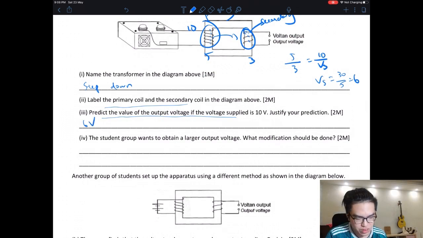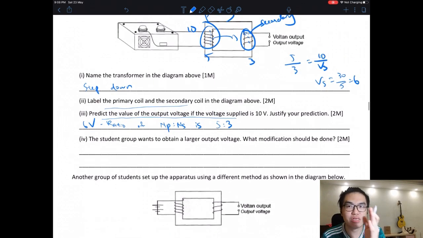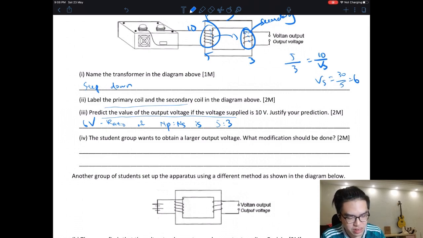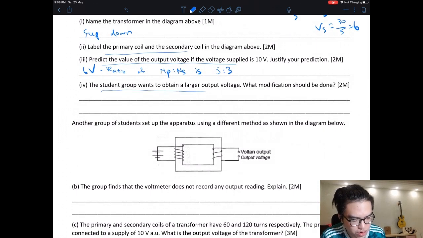Justify your prediction. How do you know? Because the ratio of NP to NS, you use ratio to explain, is 5 to 3. So 5 to 3, that's why when it's 10, then it's 6. Okay, so the student group wants to obtain a larger output voltage. What modification should be done? So how do you make the output larger?